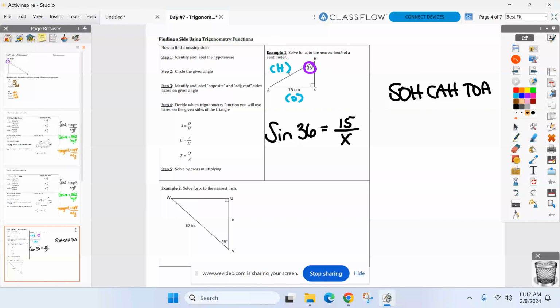What's up, Zeev? Could you also use angle A and do cosine? You could find missing angle A and then do adjacent over hypotenuse. You could do that as well, yes.